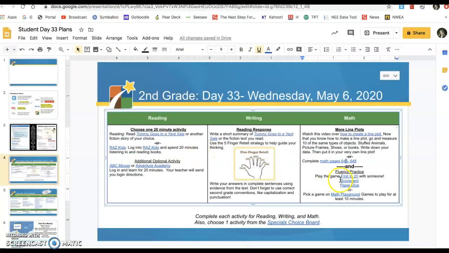Whenever you're finished, you are going to do the game first to 20 with someone if someone's around, or you can get on Math Playground.